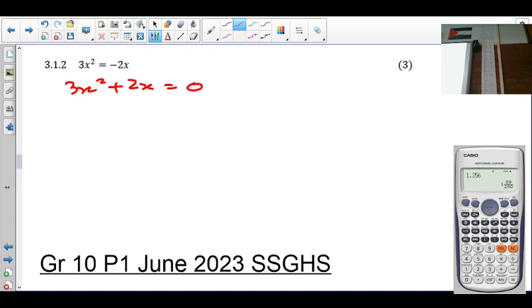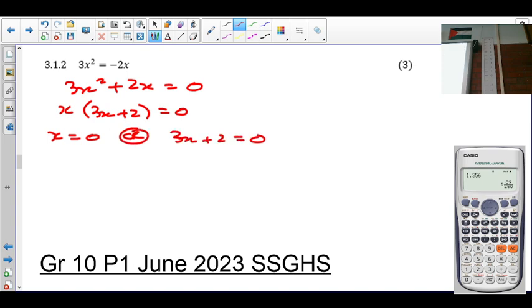Okay. People, what's going to happen here? We'll take out a common factor of x. If I take that out, what am I left with? 3x plus 2 equals 0. So we set each factor equal to 0. So x is equal to 0 or 3x plus 2 is equal to 0. So you solve for x on that side. So 3x is equal to negative 2. So x is equal to negative 2 over 3.